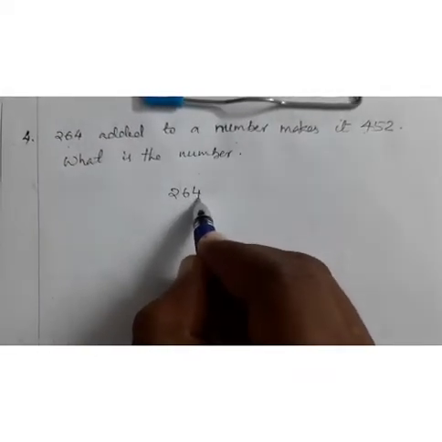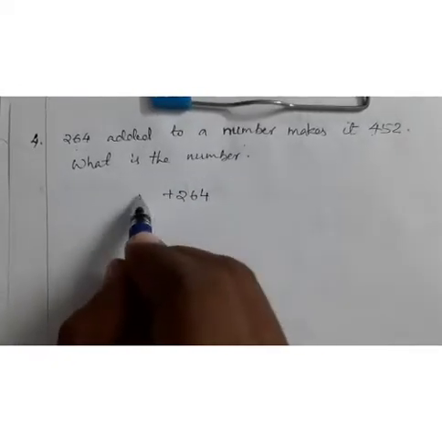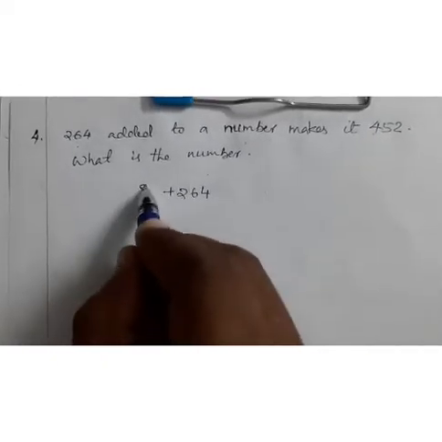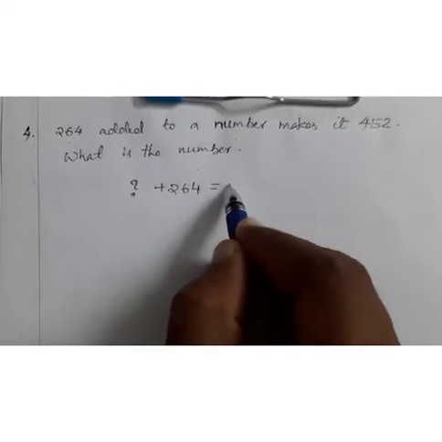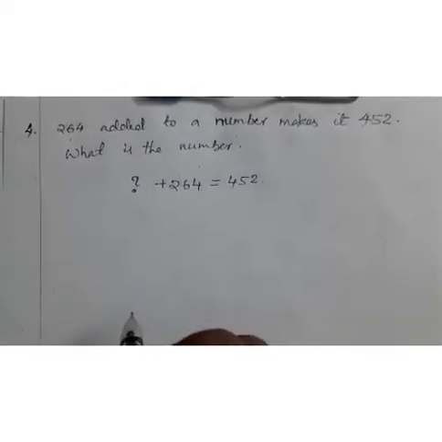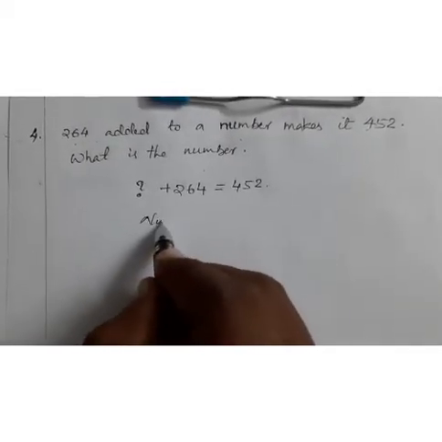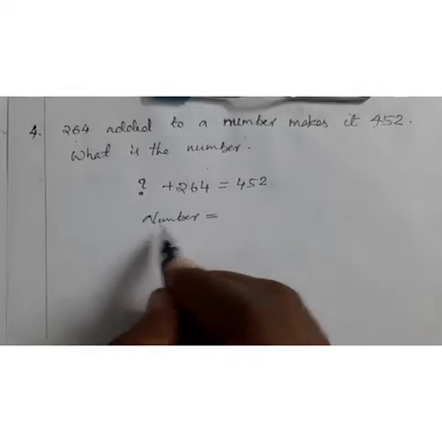264 added to a number, you will get 452. That number you have to find out. So for getting that number, what do you have to do?